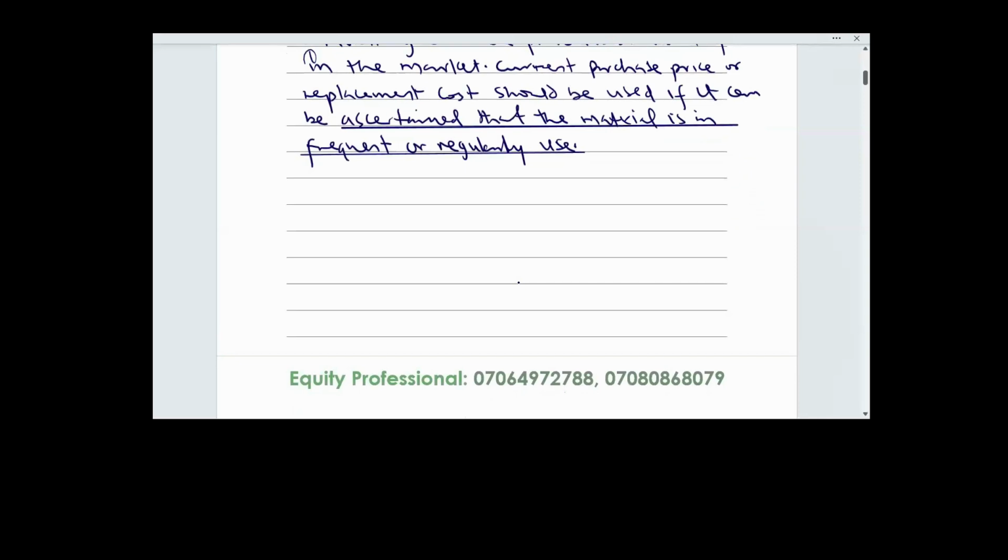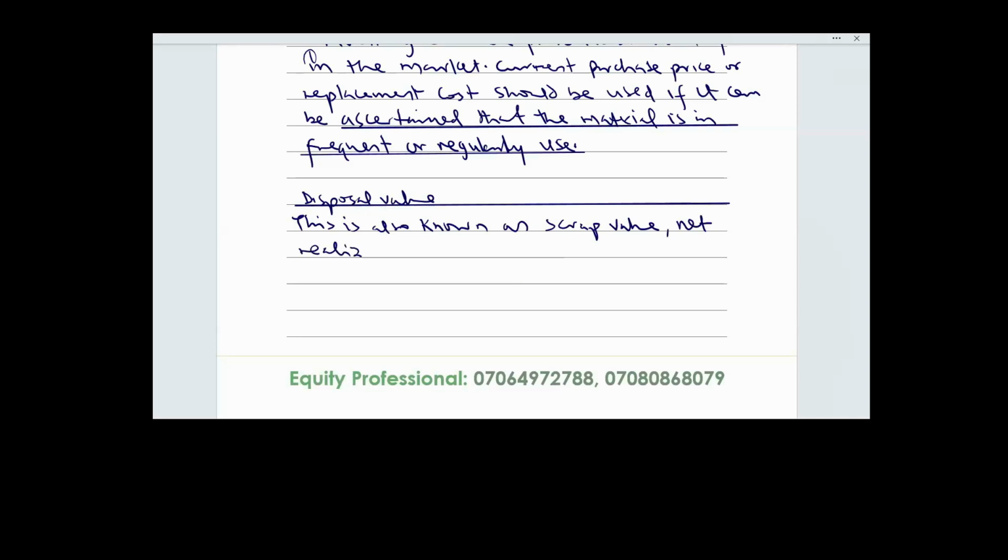Next, disposal value. Disposal value is also known as scrap value, net realizable value, trading value or resale value. They mean the same thing.